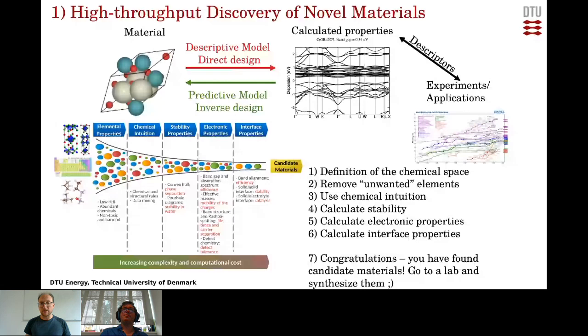The point behind this is that going from the elemental properties to the interfacial properties, the complexity is increasing, and so the computational cost. So at each one of these steps, you have to ditch the materials or the potential materials that do not fulfill the properties you would like to have, in order to get to a handful of materials that you can go to a lab and try to make the synthesis, or you can ask somebody to do that for you. More in relation with battery materials, this is another kind of funnel approach.